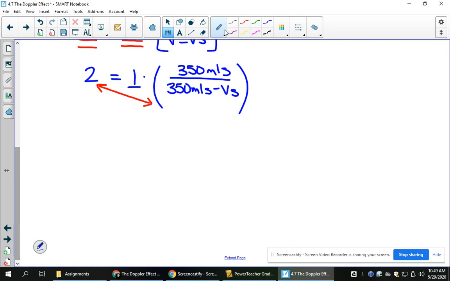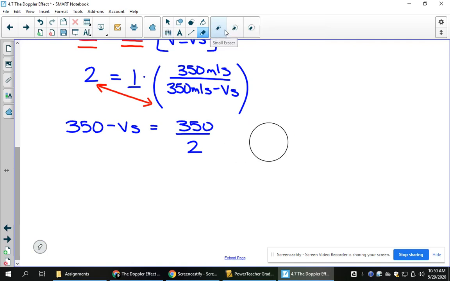The 2 and the denominator can flip-flop. Just like when we would isolate in V equals D over T, we'd isolate for T, we just flip the V and the T. Same idea. I can put the 350 minus Vs up, and I can put the 2 down. I've just flopped locations. That algebra only works because I'm not adding anything onto this side. It doesn't work in that case. So what do I have here? 350 divided by 2.